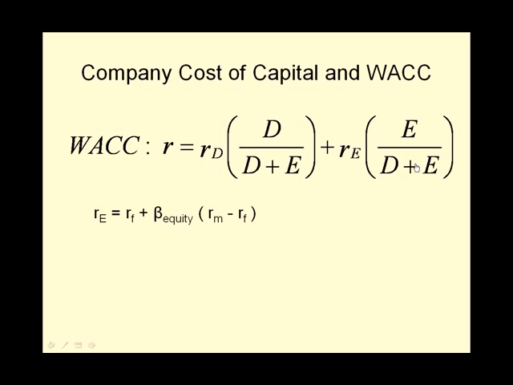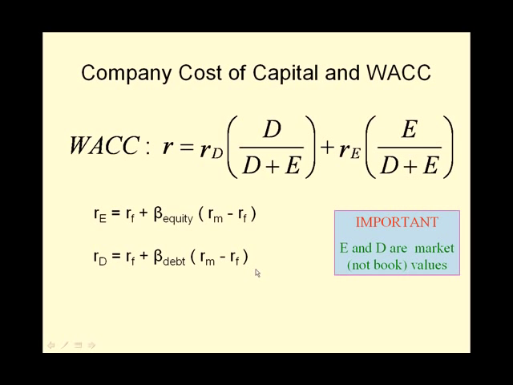We could find the cost of equity with reference to the capital asset pricing model, where the required return on equity is equal to the risk-free rate plus the beta associated with the firm's equity times the market risk premium. Likewise, we can find the cost of debt with reference to the capital asset pricing model, where the required return on debt, or the interest rate paid on debt, is equal to the risk-free rate plus the beta associated with the firm's debt times the market risk premium. It's important to note that in calculating a weighted average cost of capital, the weights that come from the debt and equity financing ratios are based on market and not book values.